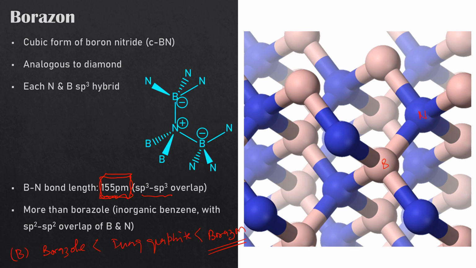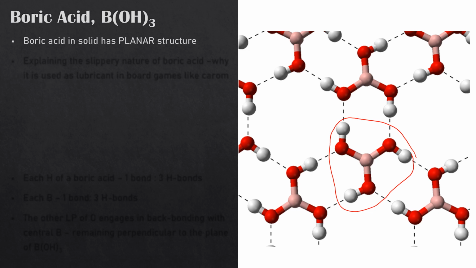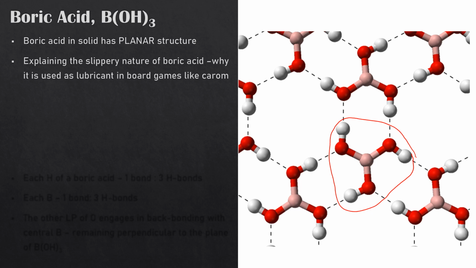Then we have option number C, where boric acid has a planar structure. So this is the structure which we are showing over here. This is one boric acid molecule, and then there are other boric acid molecules which are connected. This is one boric acid molecule we are outlining. This has a planar structure, and we'll be coming to the explanation of why it is going to be planar and why this is forming so many hydrogen bonds.